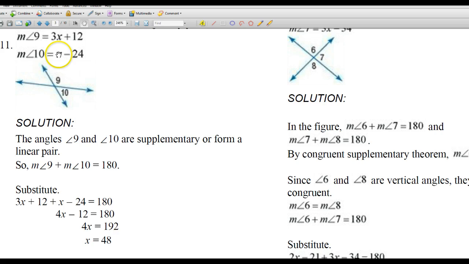We're going to substitute in what we have for the measure of angle 9 and 10. So that would be 3x plus 12 for 9 and x minus 24 for 10. Then combine your like terms and you get 4x. Subtract 24 from 12 and you get minus 12. So then add 12 to both sides and you get 4x is equal to 192. Divide both sides by 4 and you get x is equal to 48.